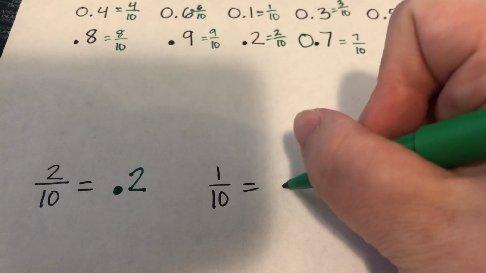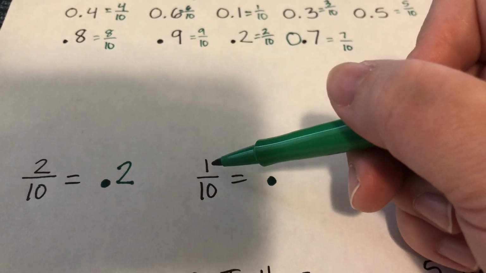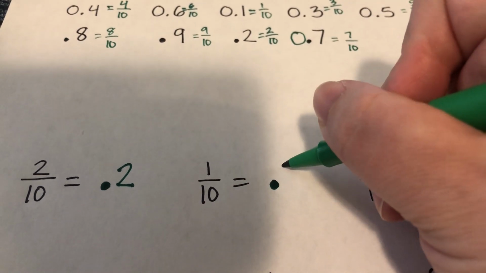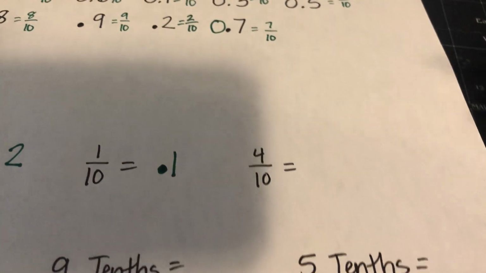1/10, I'm gonna do my decimal. How many tenths do I have? I have 1/10. So I'm gonna write 1 right there. All right, and that's it.